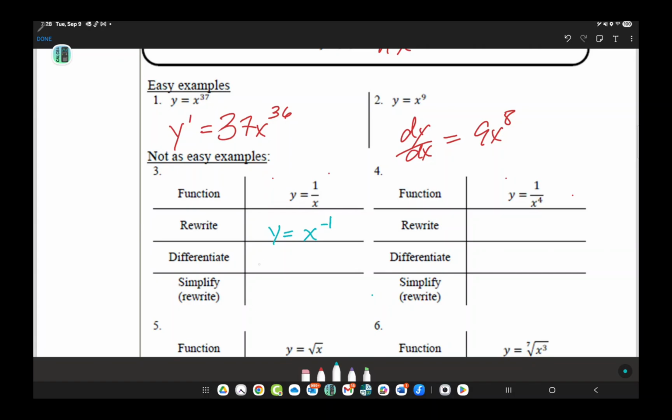So y prime is equal to negative 1 x, and we're going to subtract 1 from the exponent. Negative 1 minus 1 is negative 2. And if necessary, because it may not always be necessary, I usually don't care if you leave a negative exponent. That would be fine for me. But if you're doing a multiple choice question, you do need to be able to put it back as f prime of x, negative 1 over x squared.